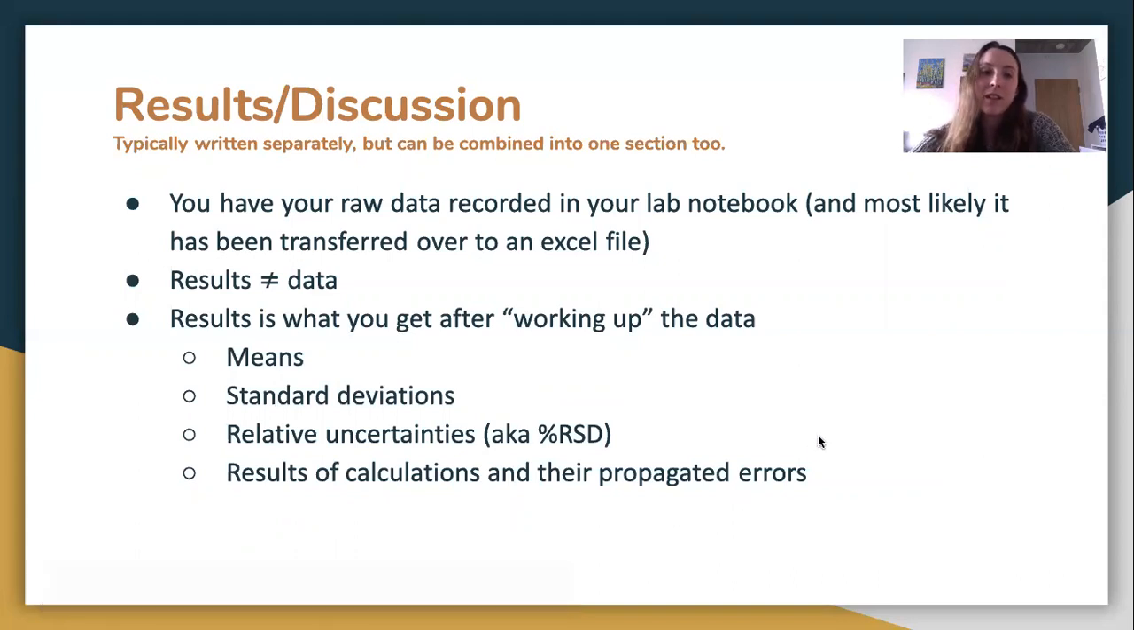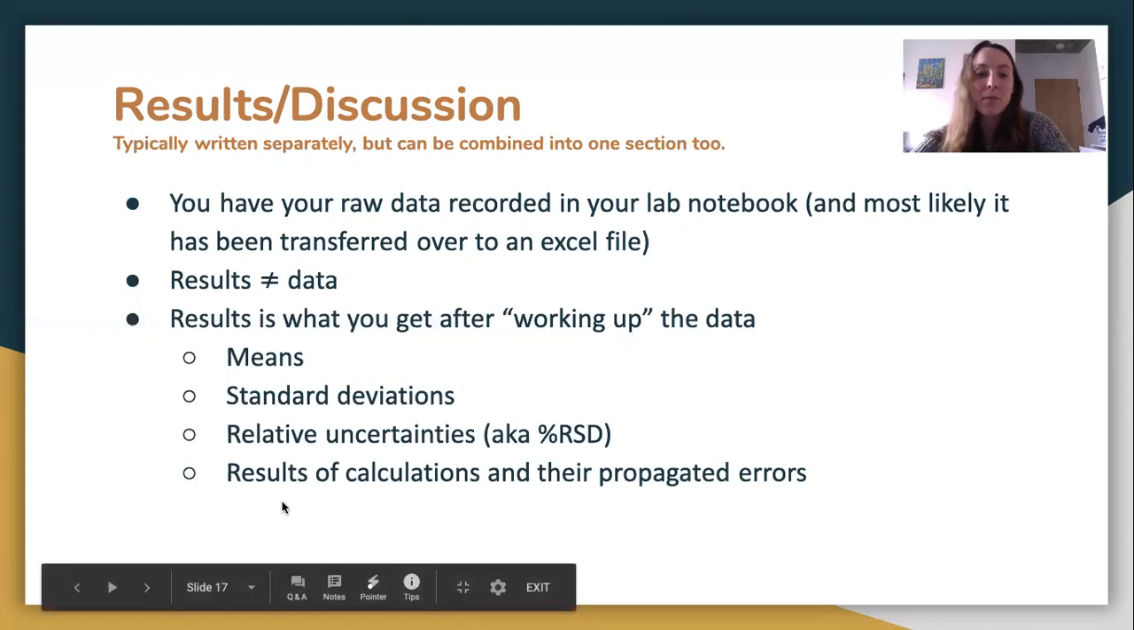We don't want to see big tables full of raw data. That's not what a lab report is for. A lab report is for reporting your results, what came from that data.